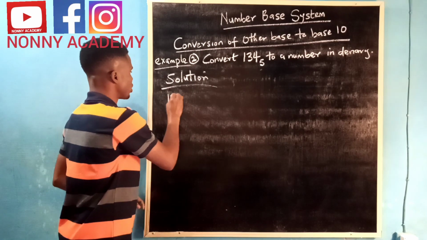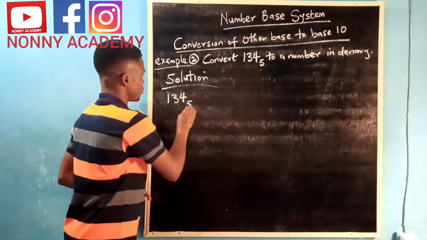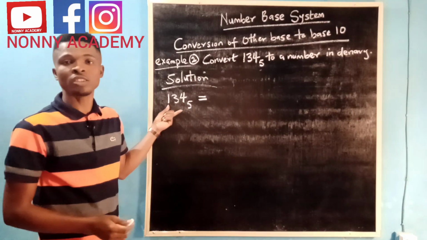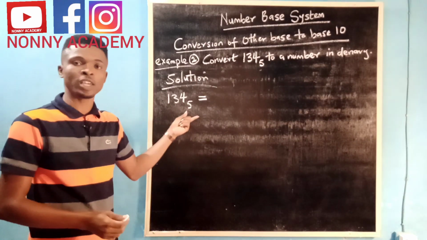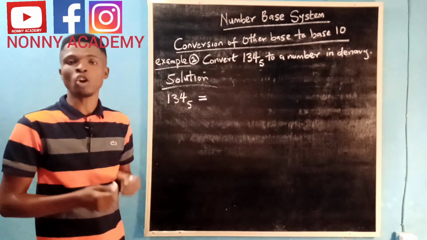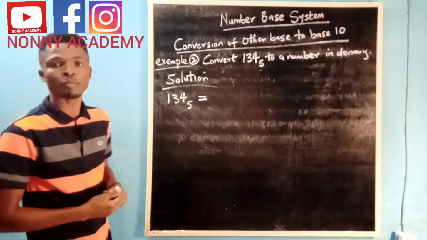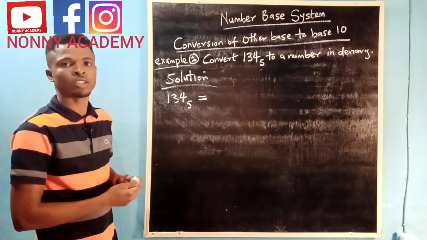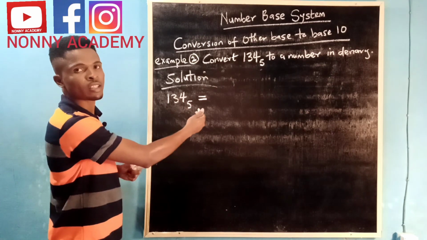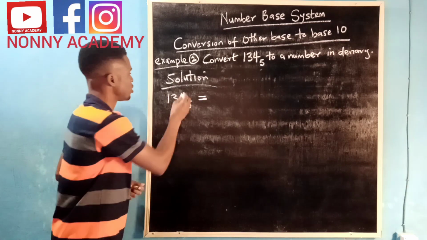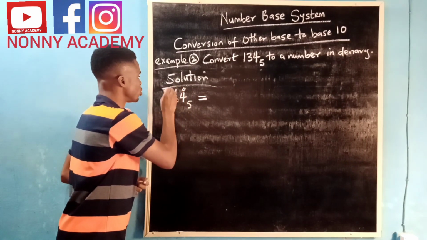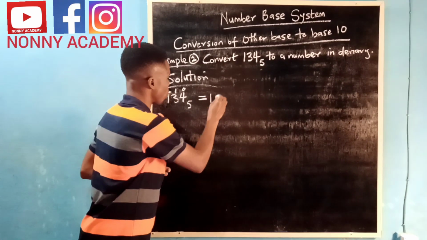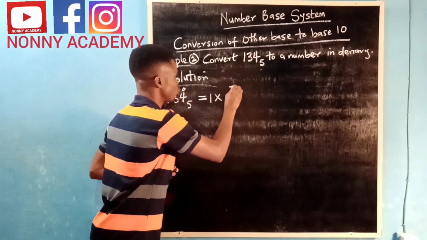The question, 134 base 5. From what I have here, this is a number base because the base, which is 5, is greater than any of the digits. The next step, I will start putting a power on each of the digits, starting from 0 from my right hand down to my left hand side. And I have 0, 1, 2.